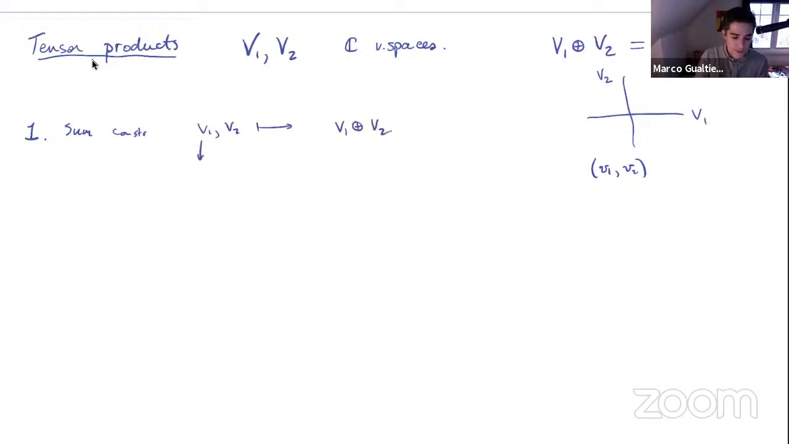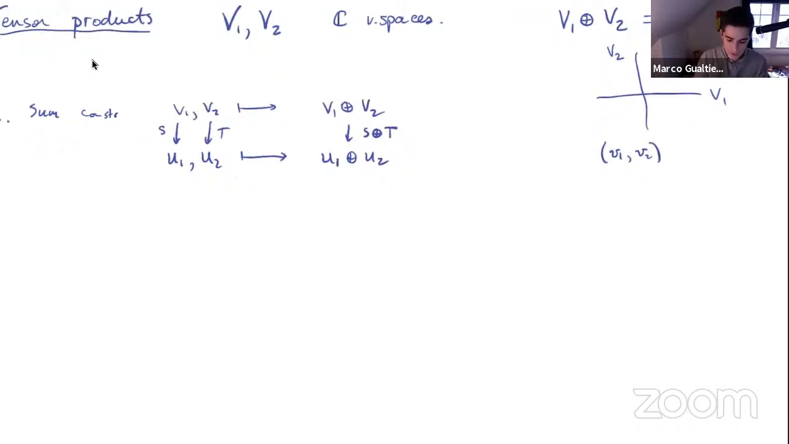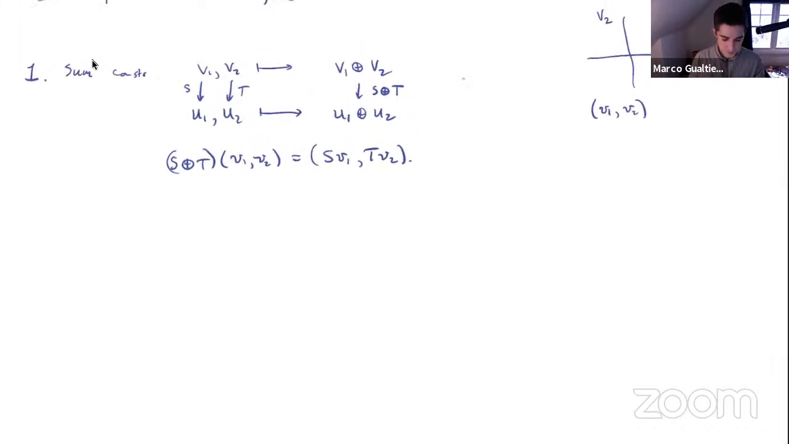And if we have, let's say, linear maps S and T from V1 to U1 and from V2 to U2, then we have a notion of taking the sum of the maps. The sum of the maps acting on an ordered pair is very simple: it's (S v1, T v2). So S and T are acting on v1 and v2 separately.